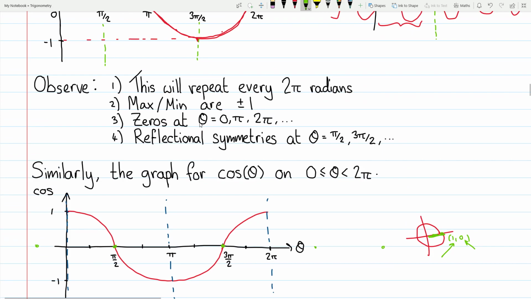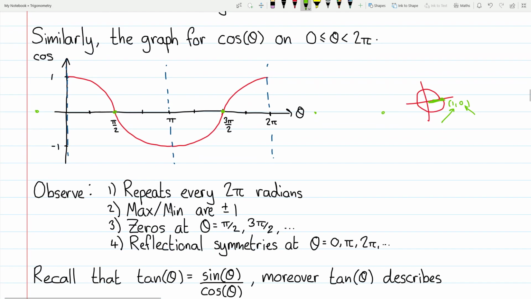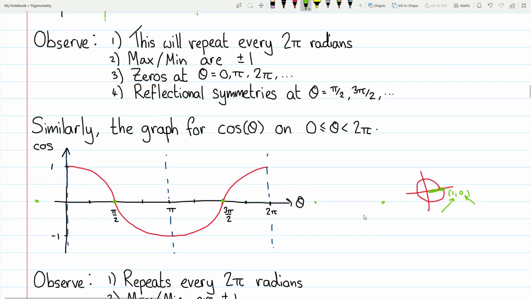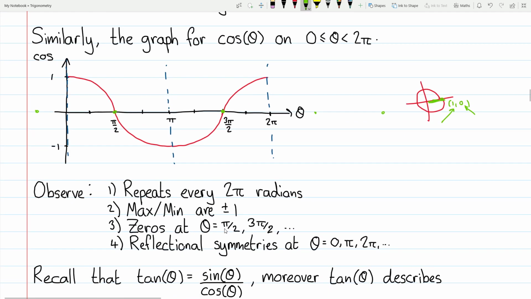So if you look at the sine function, notice how the zeros here are the reflectional symmetries here, and the reflectional symmetries for the sine are the zeros of the cosine. So they've somehow swapped.